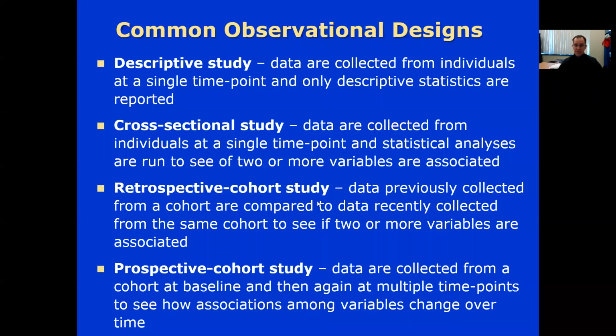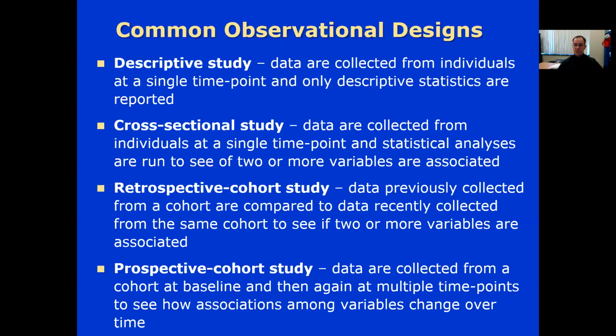And the final type of observational study is the prospective cohort study, where data are collected from a cohort at baseline and then again at multiple time points in the future to see how associations among variables change over time. So using the smoking analogy, you would take a group of smokers that are currently smoking. You do some baseline measures about their overall health, and then you would follow them over a 10 to 20-year period and determine what their health outcomes would be. You wouldn't randomize these individuals as we talked about. You would simply observe and find out if smoking led to various diseases.